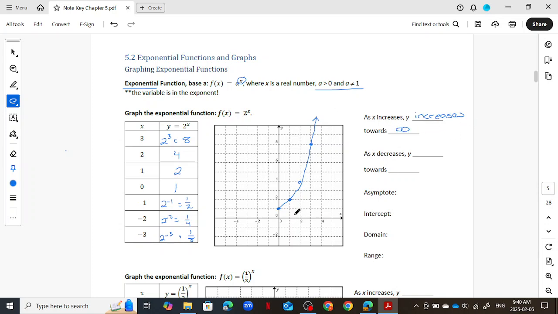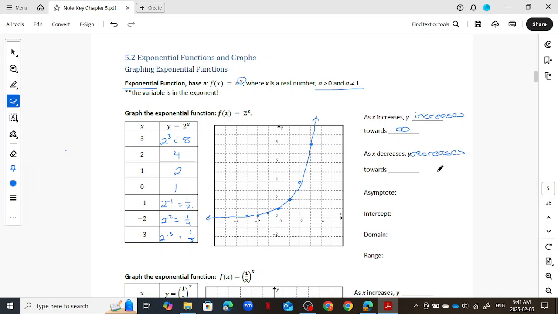All right, let's look to see what happens when x decreases. So we're going to put in a value like -1. When x is -1, y is 1/2. When x is -2, y is 1/4. When x is -3, y is 1/8. And can you picture where the graph is going? As my x values are decreasing, my y values are also decreasing. So as x decreases, y decreases. But where's it going towards?